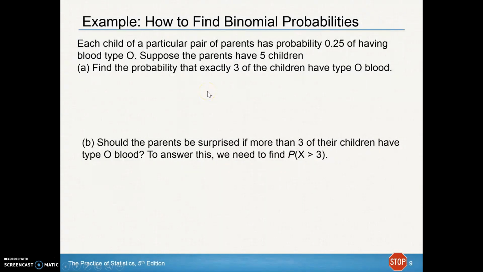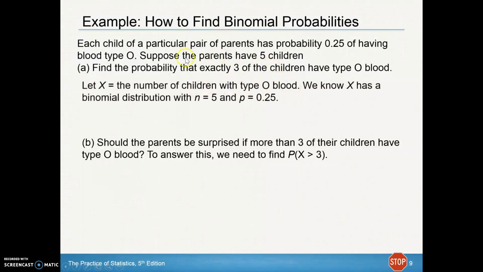What I want to look at, though, is going back to our problem and trying to work the whole problem by typing it in as we see it. Going back to this problem where you had 5 children, exactly 3 of them with type O blood, and the probability of having type O blood is 0.25, we had this problem right here.